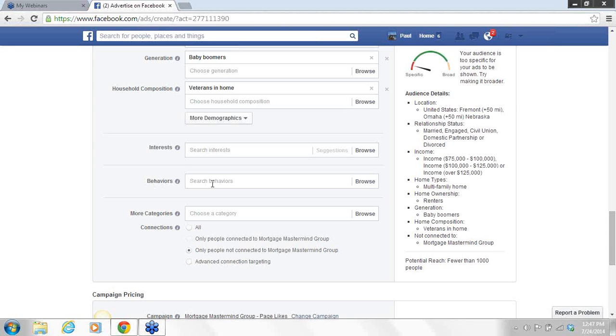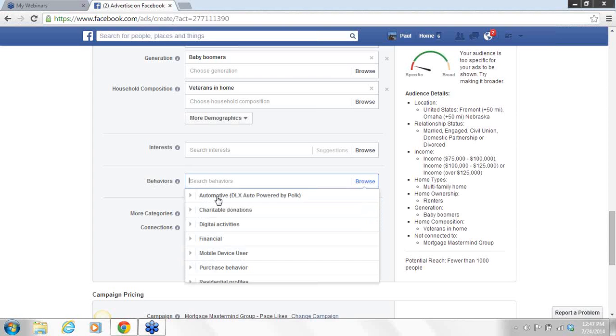Here's what behaviors will allow for you. When you go into behaviors, you can look at their automotive, powered by R.L. Polk. It's demographic data. It'll show when they register a new car and pay tax on it. You can use that information as predictive in terms of their purchasing. But that's more to do with the automotive industry. It's cool stuff, not so good for what we're doing. Charitable donations, digital activities.